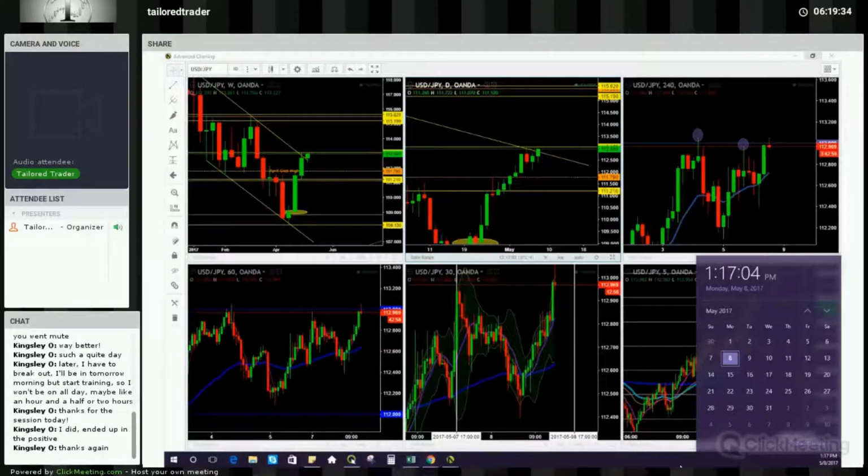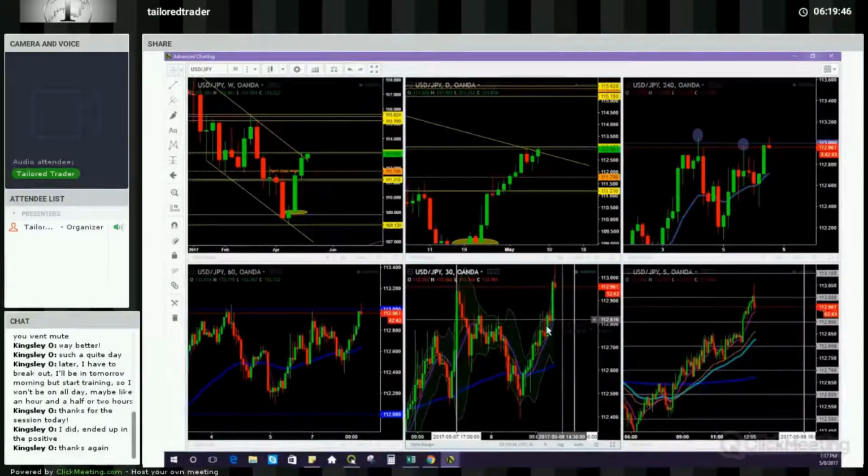New York time, Eastern. And what I wanted to do is run through some of the action that I did today. Not that much of a big day in terms of movement, although you're looking at this trade right here that I'm going to get into.